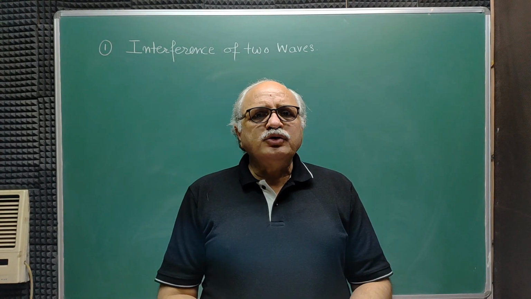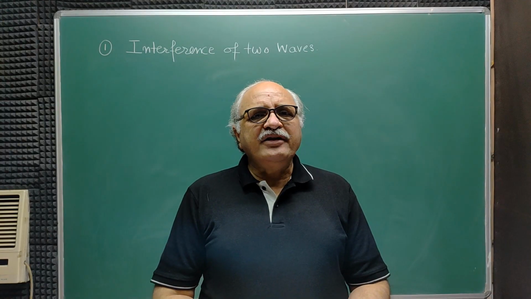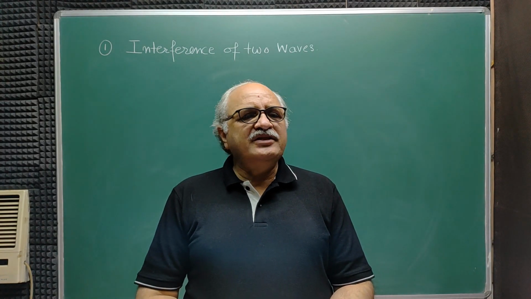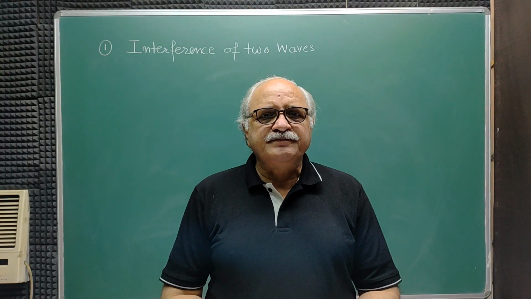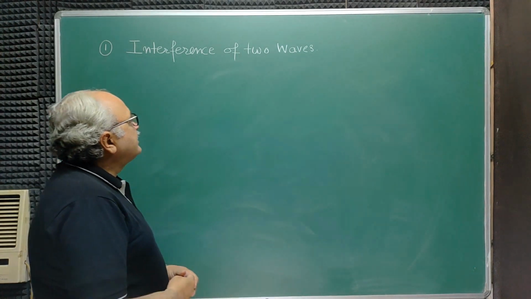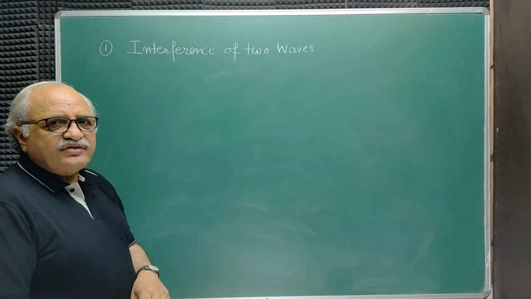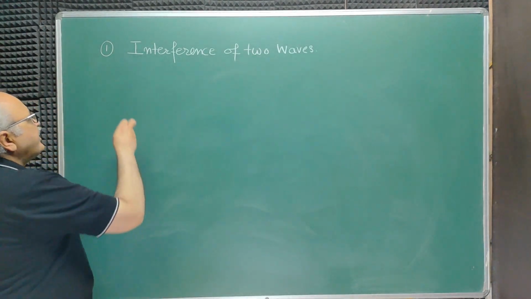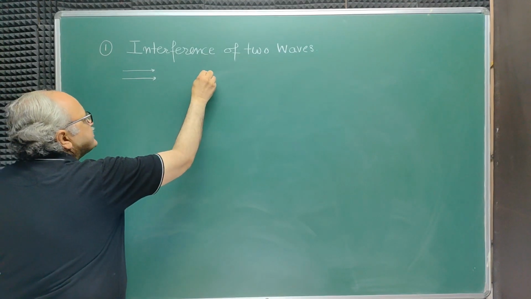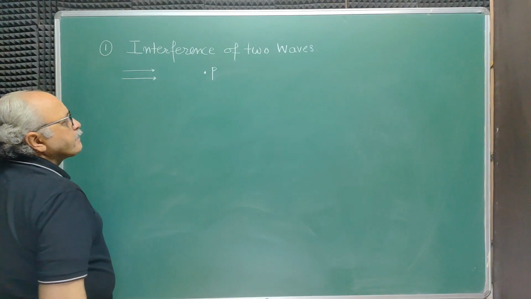Before we go to the numericals, let us quickly revise the important relations and the basic concepts that will help us to solve the numericals. So we are starting with the very first topic, that is the interference of two waves. Two waves are approaching a particular point of interest, P.